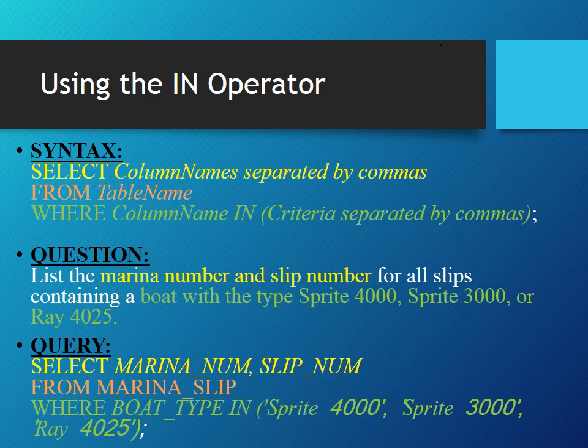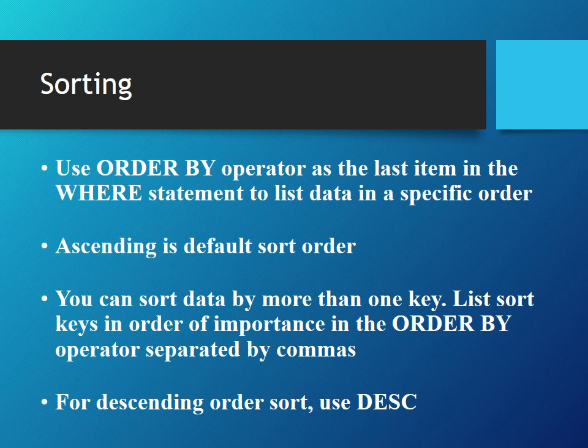Now on to sorting. For sorting, you use the ORDER BY operator. It should be the last item in the statement to list data in a specific order. Ascending is the default sort order. You can sort data by more than one key by listing sort keys in order of importance in the ORDER BY operator separated by commas. For descending order sort, use the DESC keyword. Let's look at an example.